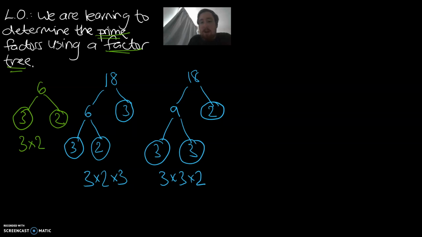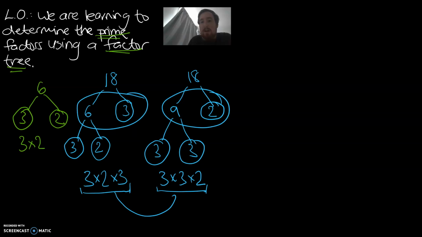The thing I wanted to note is, we can have a look: we've got 3, 3, and a 2. And here, we've also got 3, 3, and a 2. So the split that you decide early on won't impact your answer. No matter what you choose, you will get to the same answer.